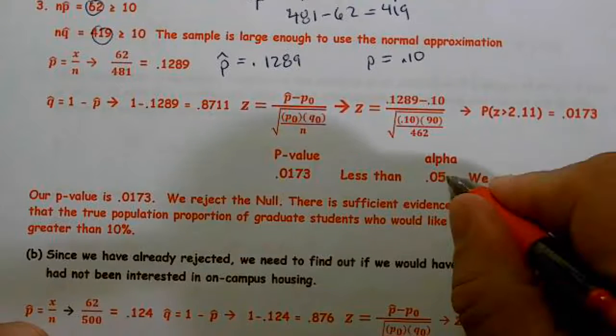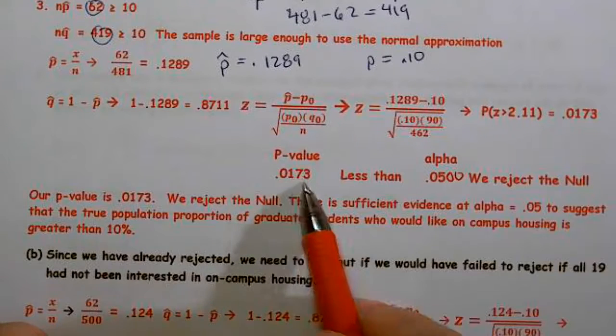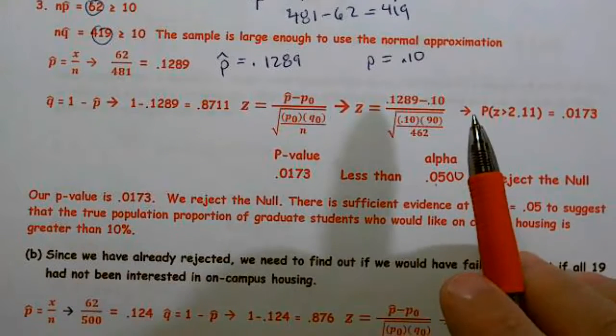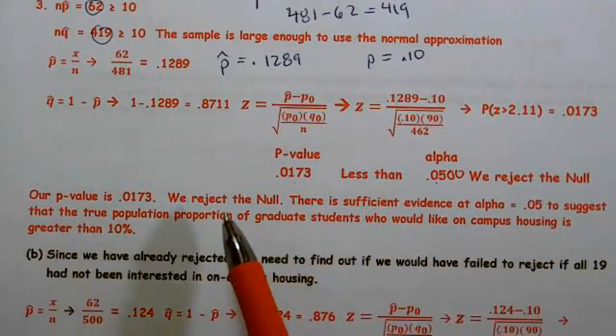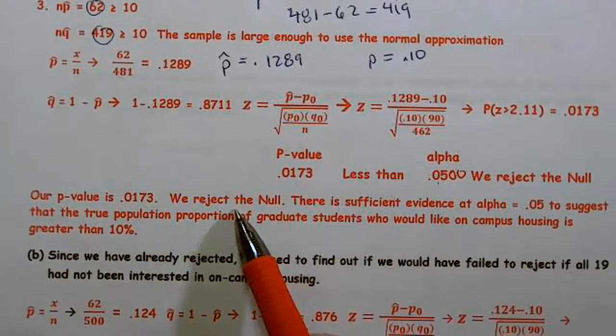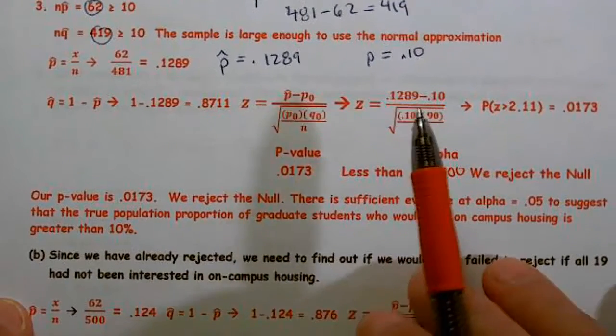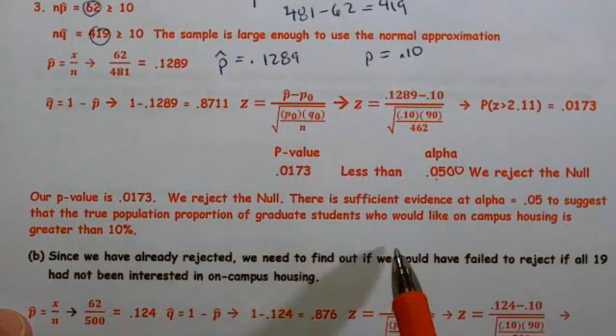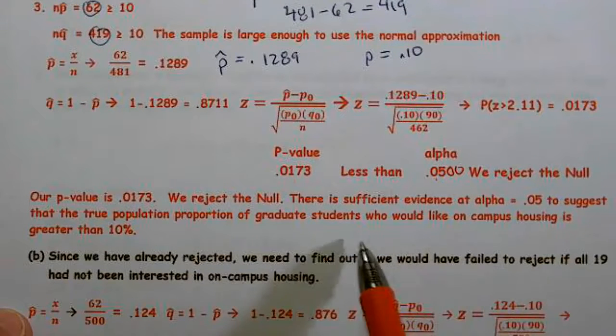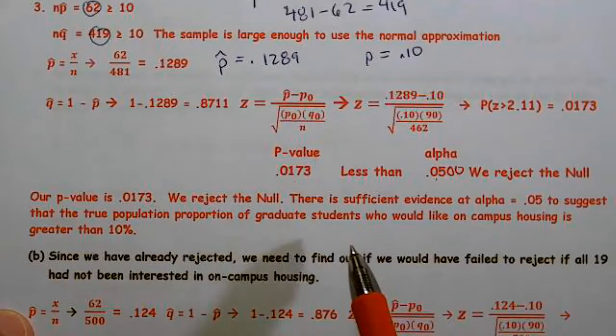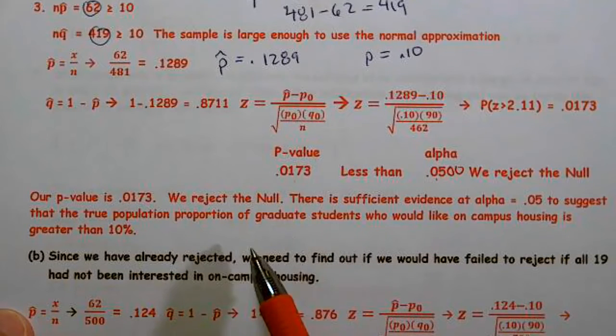If I made these the same length, it makes a lot more sense. 173 is less than 500. We reject the null. So our p-value is 0.0173. We reject the null. There is sufficient evidence at alpha equal 0.05 to suggest that the true population proportion of graduate students who would like on-campus housing is greater than 10%.